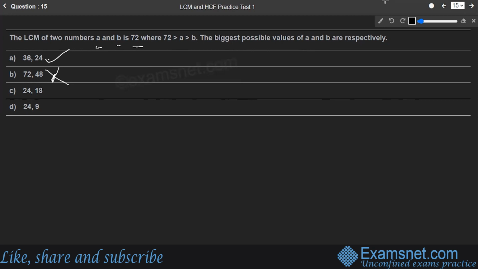Moreover, he has said that 72 has to be greater than A. But if we take the first number A as 72, then 72 is equal to 72, not greater than 72. So the second option is also discarded. Now we are left with three options like this, and in each of the options, 72 is divisible completely by both the numbers. So we have to find the biggest possible value. The biggest possible value out of these is 36 and 24 only. So that is going to be the right answer.